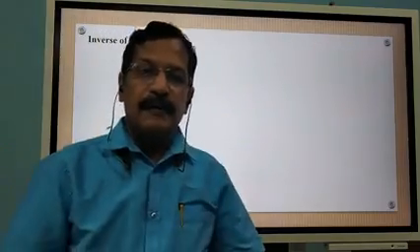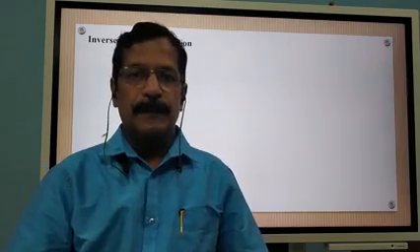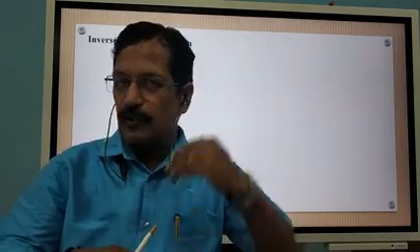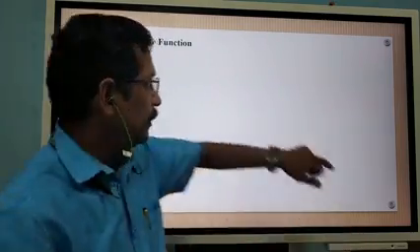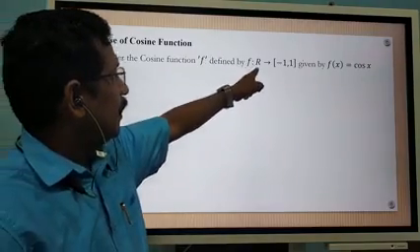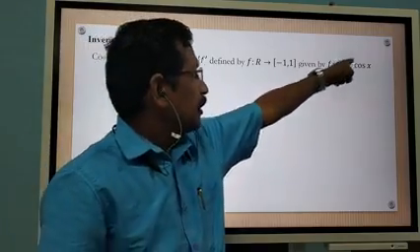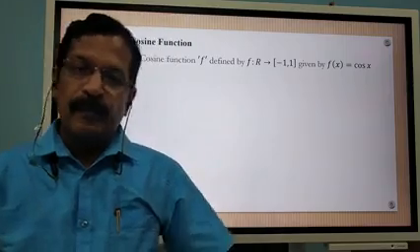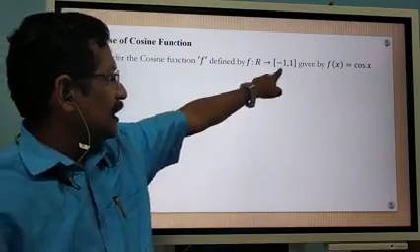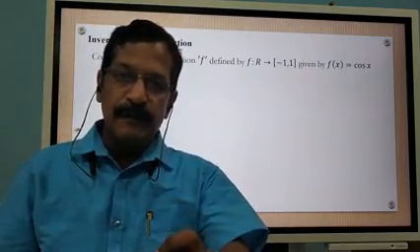Now let us define the inverse of the cosine function. In the same way, we know that for the cosine function the domain is R and the range is -1 to +1, because the cosine function also oscillates between -1 and +1. So consider the cosine function f defined from R to [-1, 1] given by f of x is equal to cos x. My question is whether this function, with this domain and range, is invertible. Let us see.